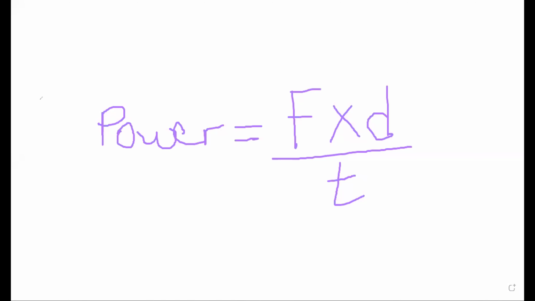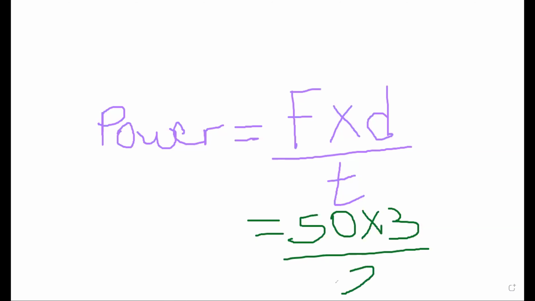So according to the question that we have, they have given us a force that is 50 newtons. They have given us a distance that is 3 meters. So we are multiplying by 3 meters. Then they have given us a time of 2 seconds. So if you have your calculator, I'm sure you will be having your answer as 150.